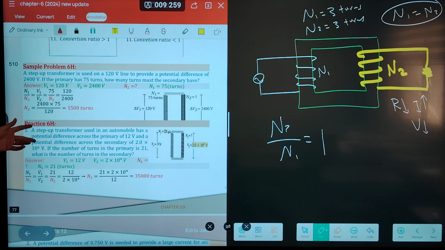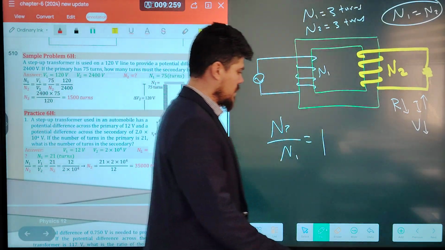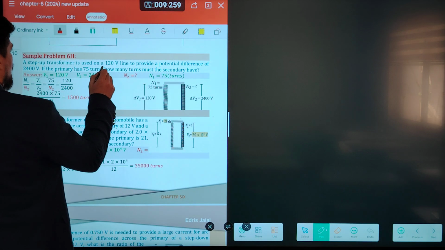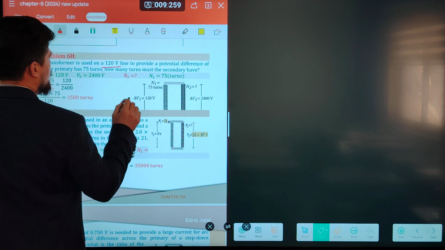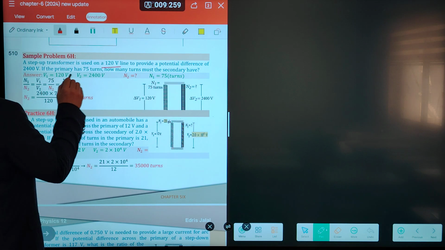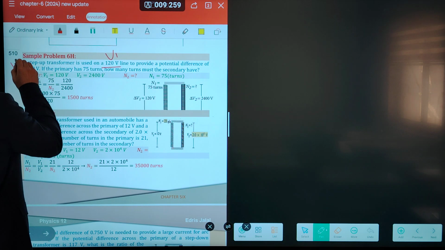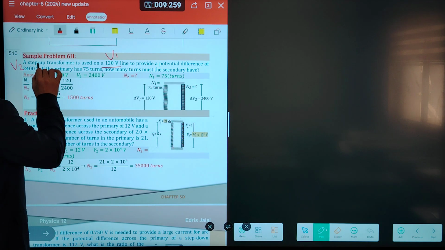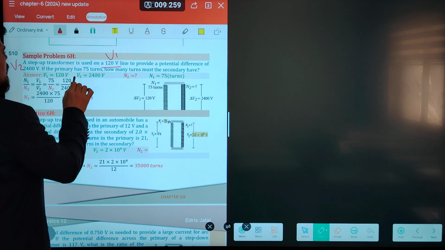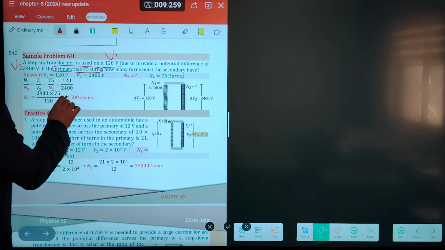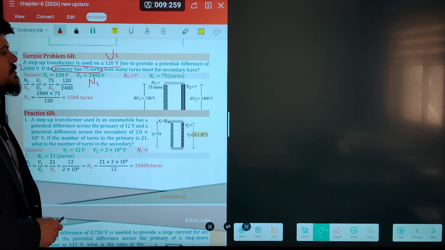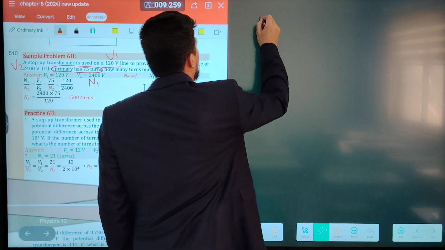Okay. The questions are very easy in transformer. The step up transformer is used on a 120 volt line to provide potential difference of 2400. This is V1 and this is V2. Because V2 is bigger than V1, the type of this transformer is step up. Primary coil has 75 turns. This is N1. How many turns must the secondary have?